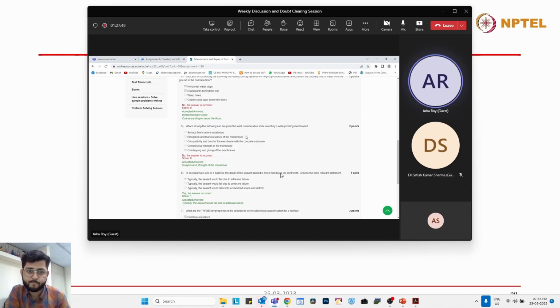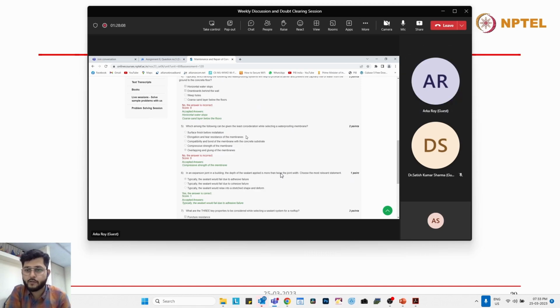That means, sir, the last option, overlapping and gluing of membranes, is actually invalid. Among the other four, we have to choose the least one. Yeah, that is invalid anyway. While selecting the waterproofing membrane, how can you ensure that there will be no overlapping or gluing of the membranes?